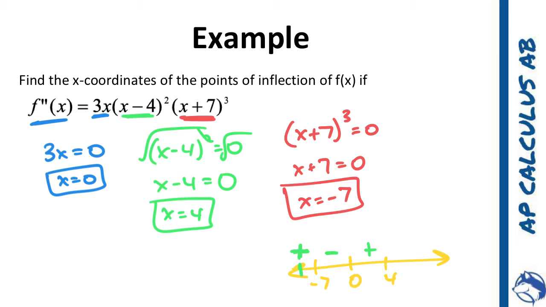Now I'm just going to choose 1, and they're all going to end up being positive. And then if I choose something that is bigger than 4, like 5, what I'm going to get is a positive, positive, and a positive, which leaves us with a positive. So my points of inflection only occur when there's a sign change. That would be at negative 7 and 0.